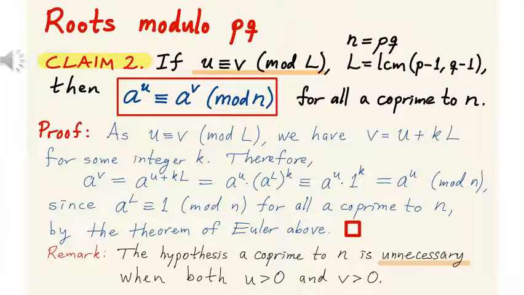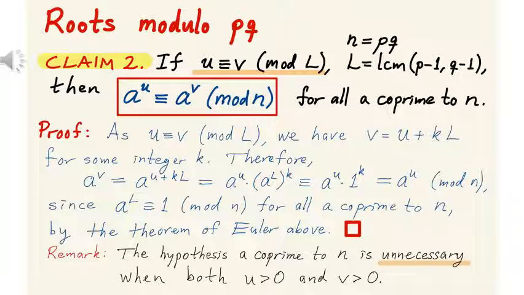So next, again, with n equals p times q, this claim number 2 captures a little bit of what is happening in the group of units. This claim says that when you raise elements that are units modulo n to two different exponents, provided those exponents are congruent modulo L, the least common multiple of p minus 1 and q minus 1, then the answers that you get are the same modulo n.